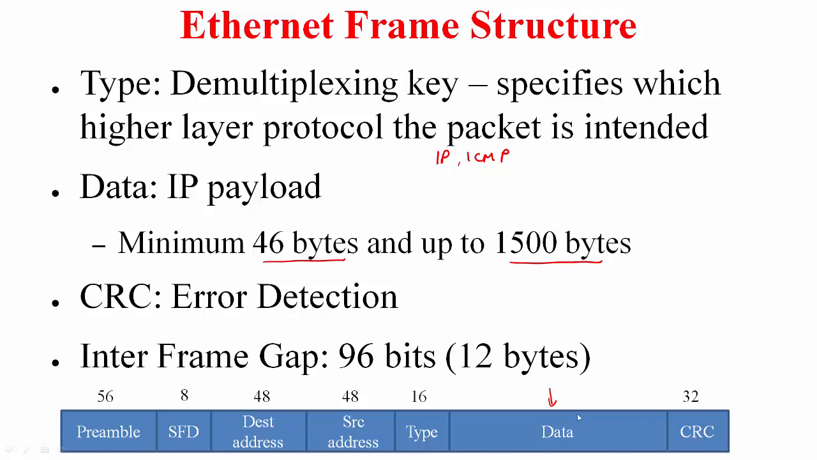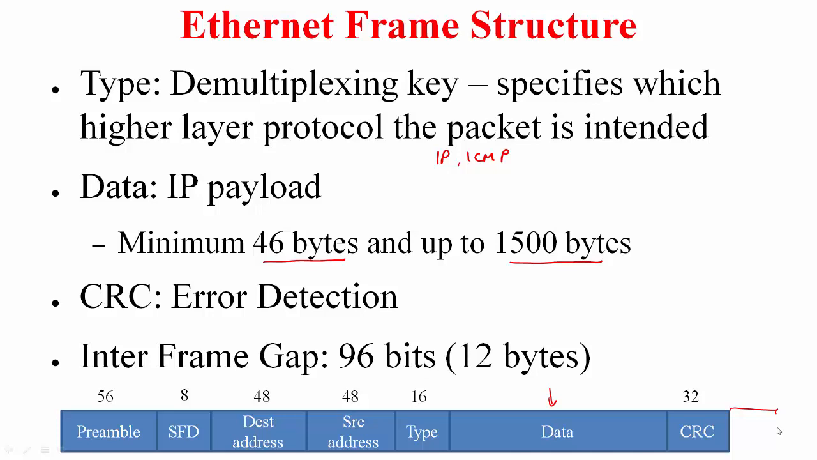Another thing to note is you have to maintain a gap of 96 bits or 12 bytes between two frames. This is basically to ensure that the receiver has enough time to process this packet before it can receive the next frame, like empty the buffer and so on.